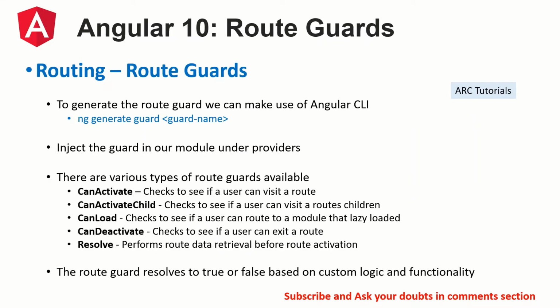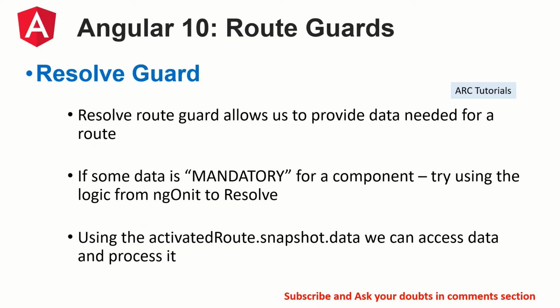Now there are four types of interfaces that are available in route guards: canActivate, canActivateChild, canLoad, and canDeactivate. There's also one more which is called resolve. So if you want to perform some kind of data retrieval, or you want to send some kind of data to a certain route before the route is actually activated, that's where we'll use resolve. We'll learn that now, and that's the focus of today's topic.